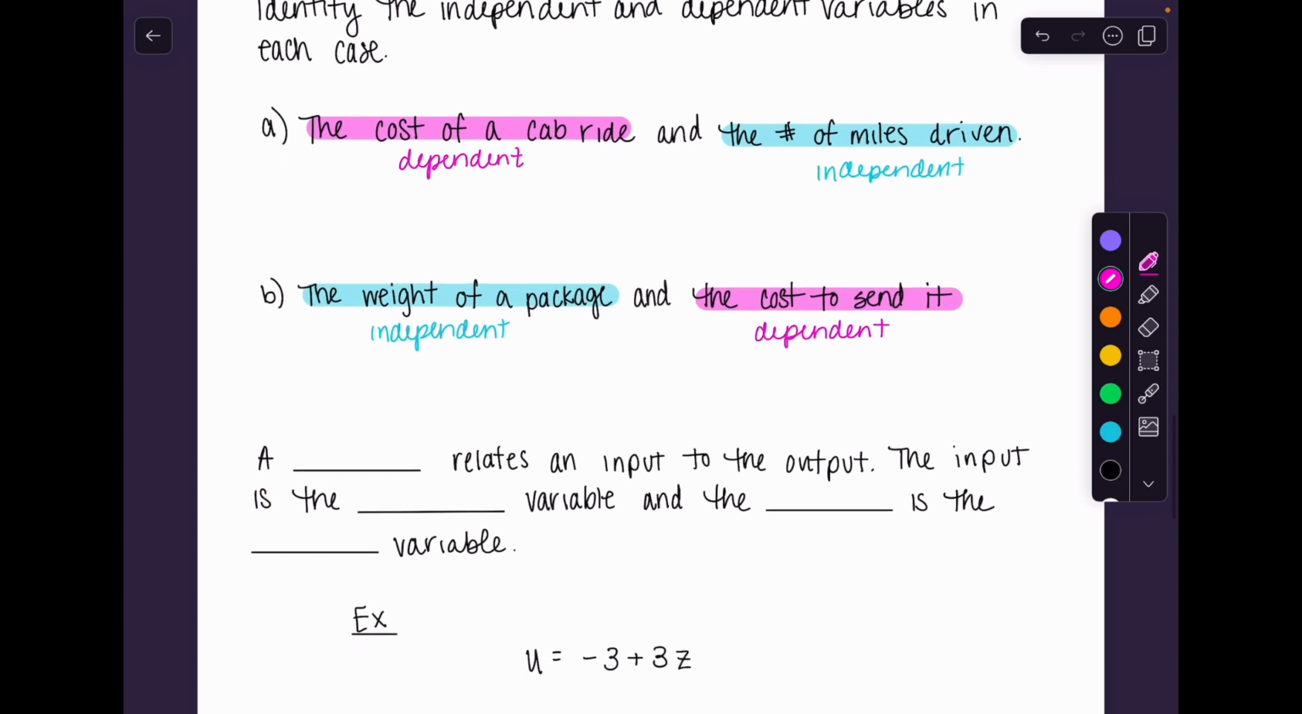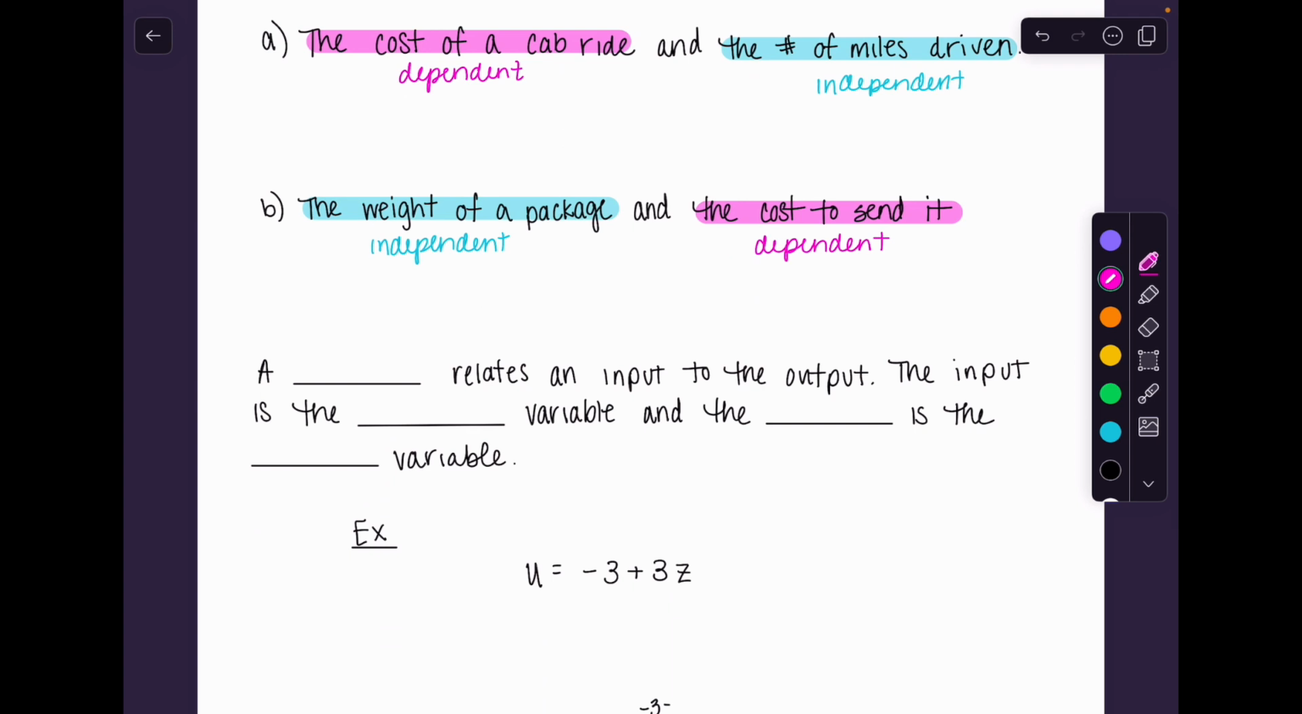So when we have our expressions that we're evaluating in our equations, we're still going to have the same idea. What we like to call these, though, are functions. So if I have one variable is equal to this other expression involving the other, that's going to be a function. So a function relates the input to the output. The input is going to be our independent variable, which typically is going to be x, and the output is going to be the dependent variable.